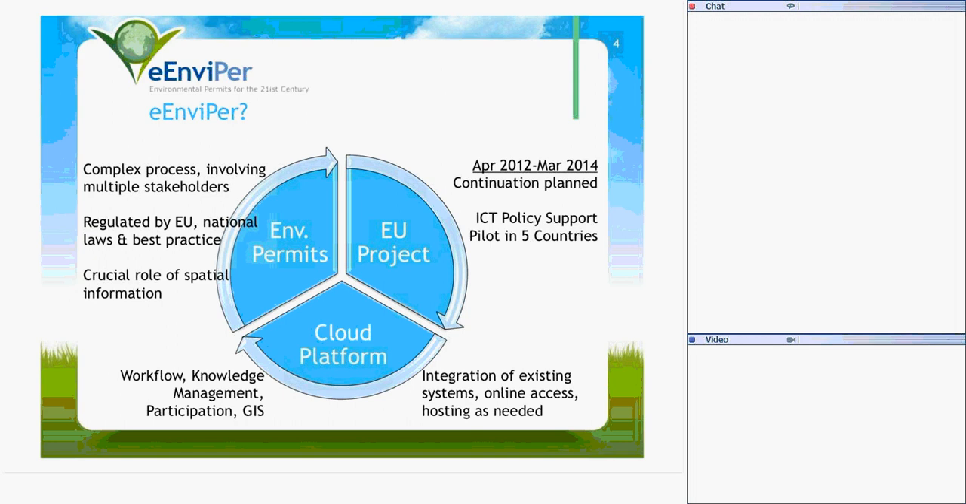And so what we're working with is a cloud that supports the environmental permits process. This basically means that we have a workflow platform, who does what when, permissions. We have knowledge management in terms of different documents. We have an opportunity to involve people and citizens in the process, and we've integrated that with the GIS platform. eEnviPer is offered as a cloud platform at the moment by one of our technology partners.